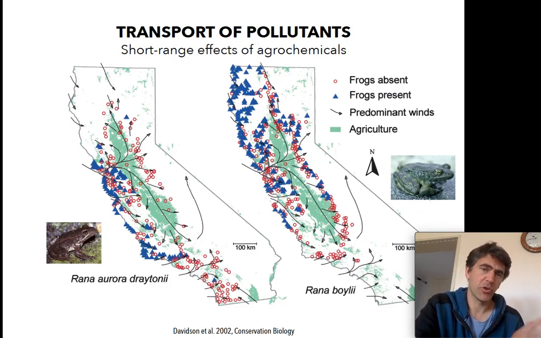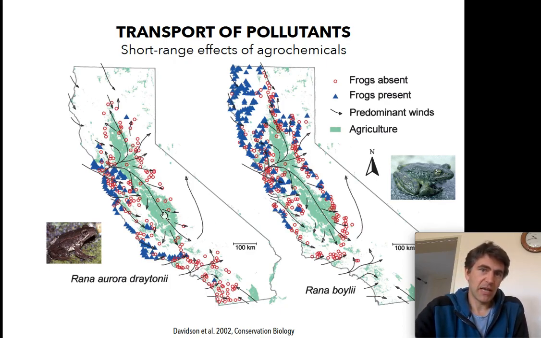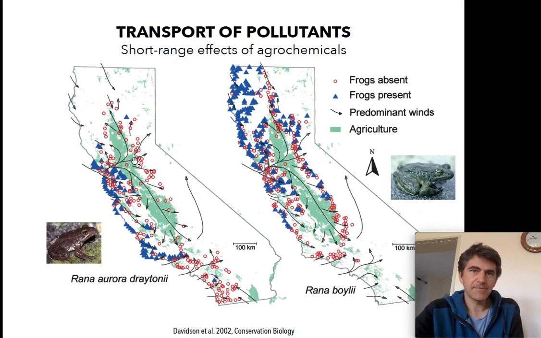We've now talked about the general effects of agricultural pollutants, agrochemicals, and nutrients, but how do they spread? One of the interesting examples is that actually wind can make a difference. We can see here agricultural fields in this particular study are shown in green, frogs present in blue, frogs absent in red. The winds, shown by arrows, go away from the coast towards inland here.